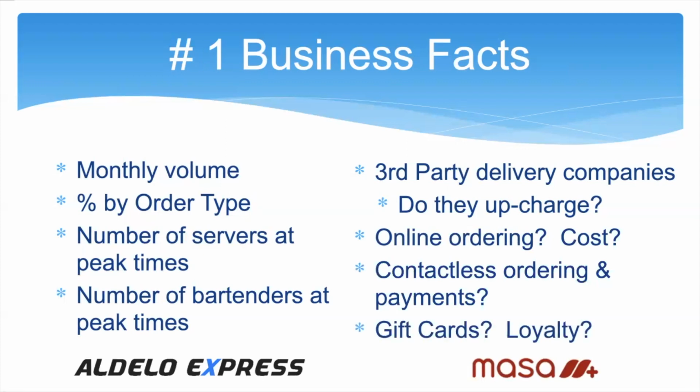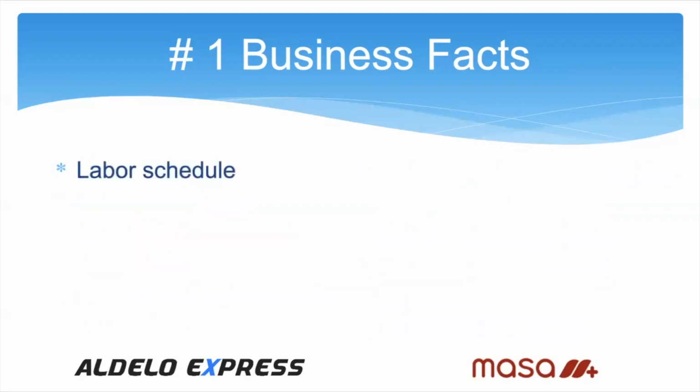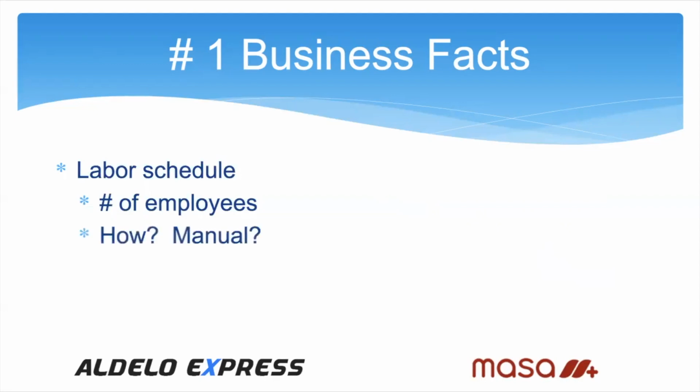And then gift cards and loyalty. The gift card and loyalty program that comes with the Aldelo Express is included at no charge, and it is a multiple store program. So multiple store gift card and multiple store loyalty. Find out what they're doing right now. You're going to want to know their labor schedule, how they're doing it, and how many employees. Even if they have 4 or 5 employees, they can still use the labor scheduling module in the Aldelo Express to cost justify the system. It's really simple to do, and we'll teach you how to do that. So how are they doing it? Is it electronic or is it manual?